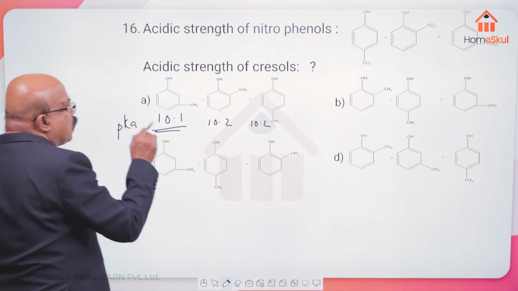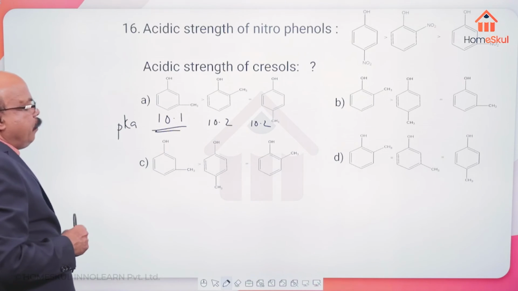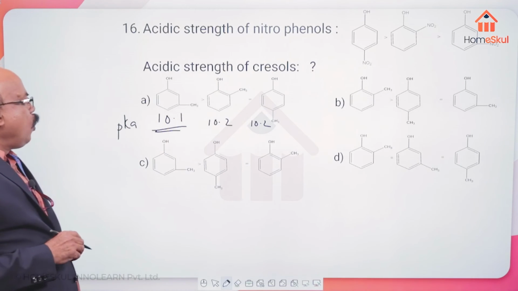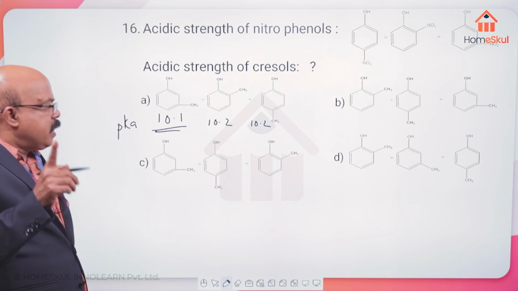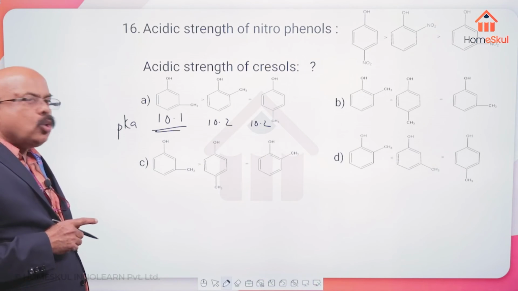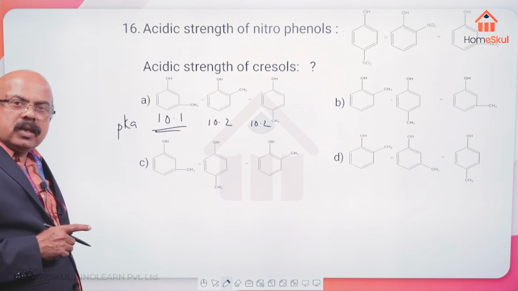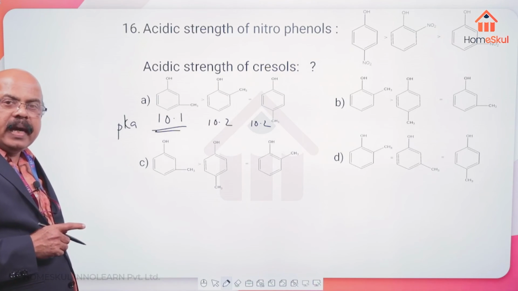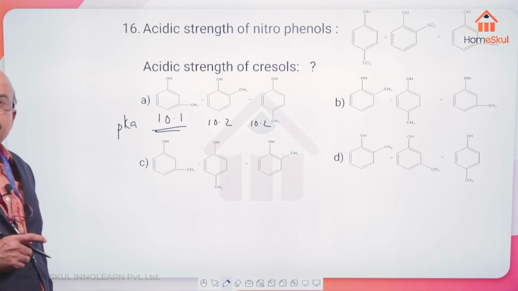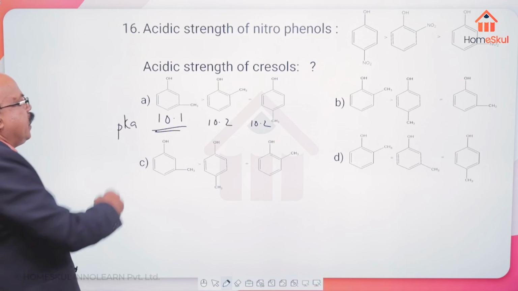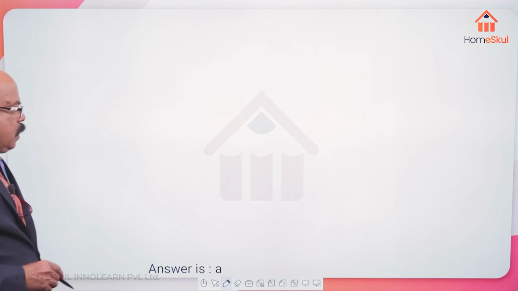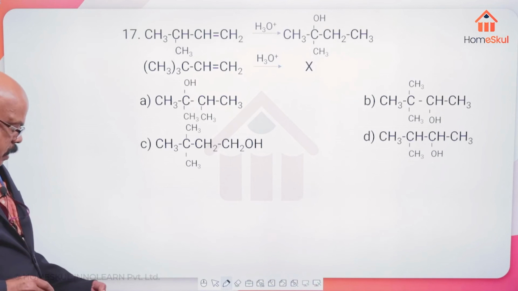These values you have to remember. Cresol's pK value is meta 10.1, ortho 10.2, para also 10.2. Here one is the one which is having lower pK means 10.1. So it has higher Ka, that is more acidic. Option A is your answer.